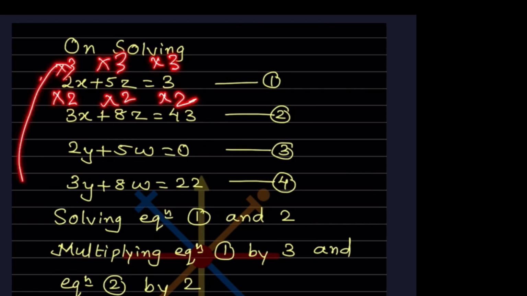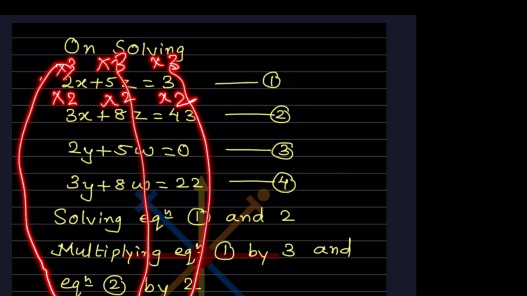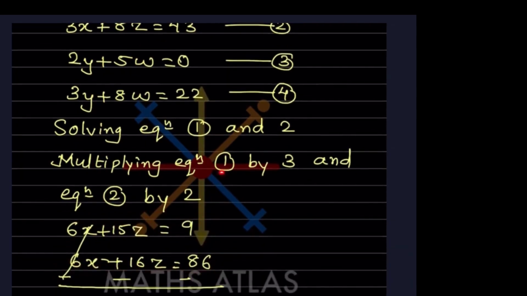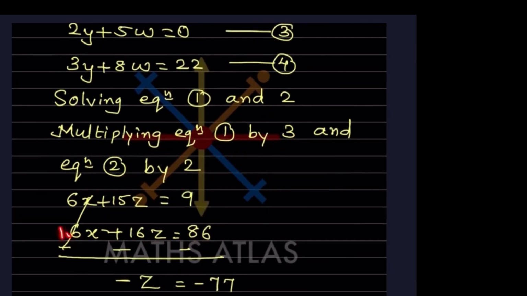After multiplying, when you multiply this, you are getting here 86. Hope that is clear. So I wrote: multiply equation 1 by 3 and equation 2 by 2. That is done. Now we will change the signs here: plus becomes minus, plus becomes minus.